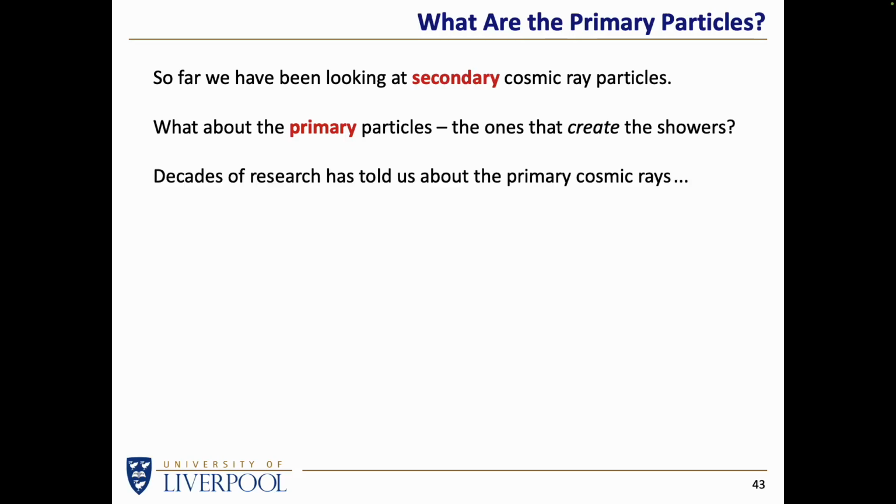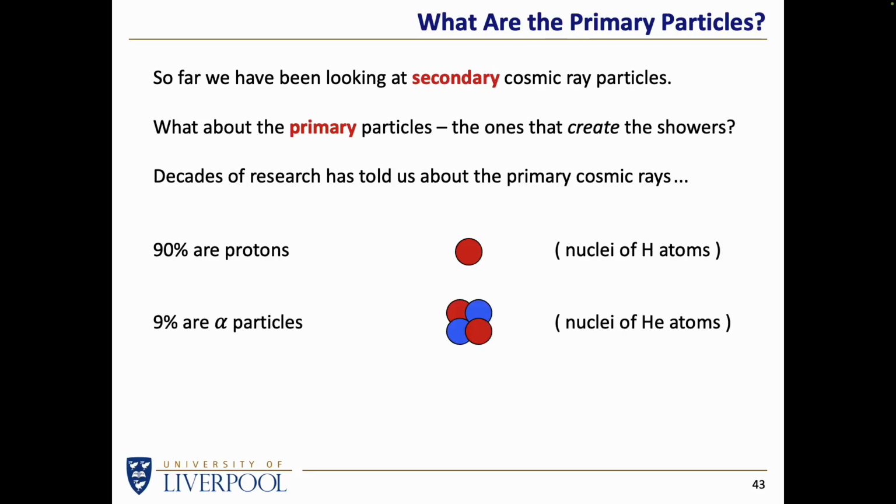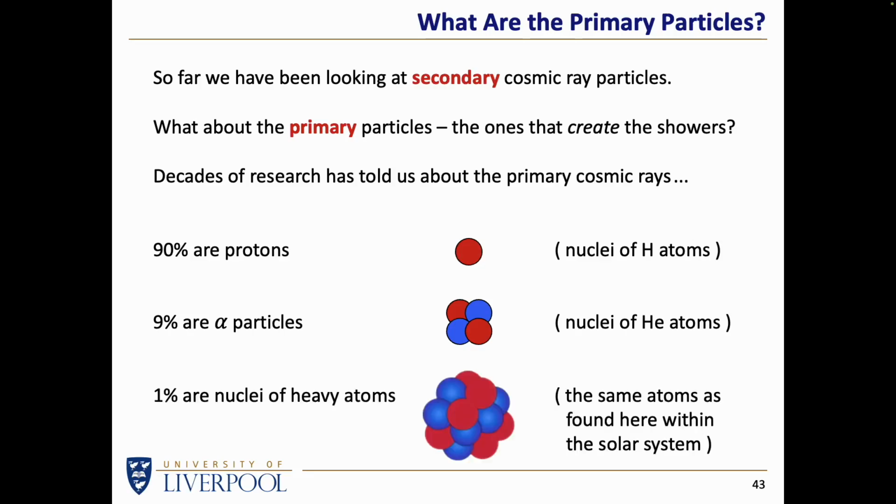It took us a while to figure out that the primary particles, the ones that create the showers in the first place, most of them are protons. In other words, they're hydrogen with the electrons stripped away, just leaving us with a single proton. 90% of cosmic rays are just the nuclei of hydrogen atoms. 9% are the nucleus of helium atoms. Remember, the 2 neutrons, 2 protons, that's the alpha particle. So we can call them protons and alpha particles, or if you wish, the nucleus of hydrogen, the nucleus of helium. That's 90% plus 9%. What's left? Well, the remaining 1% is everything else.